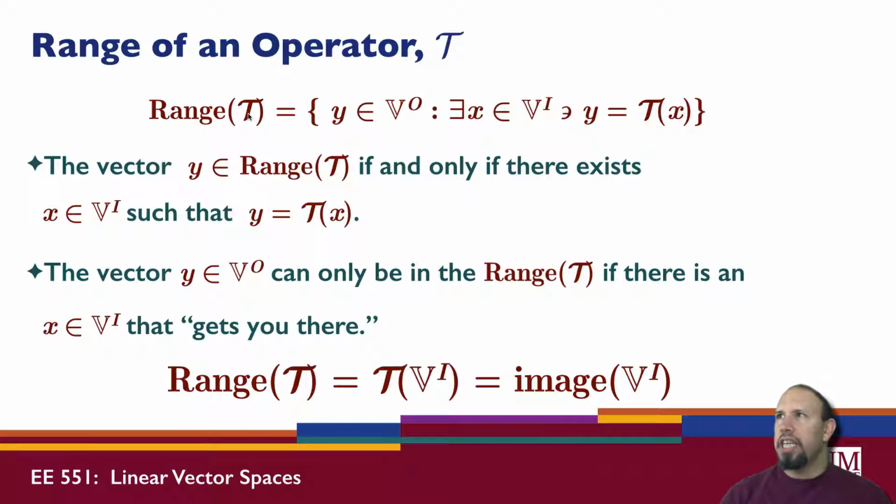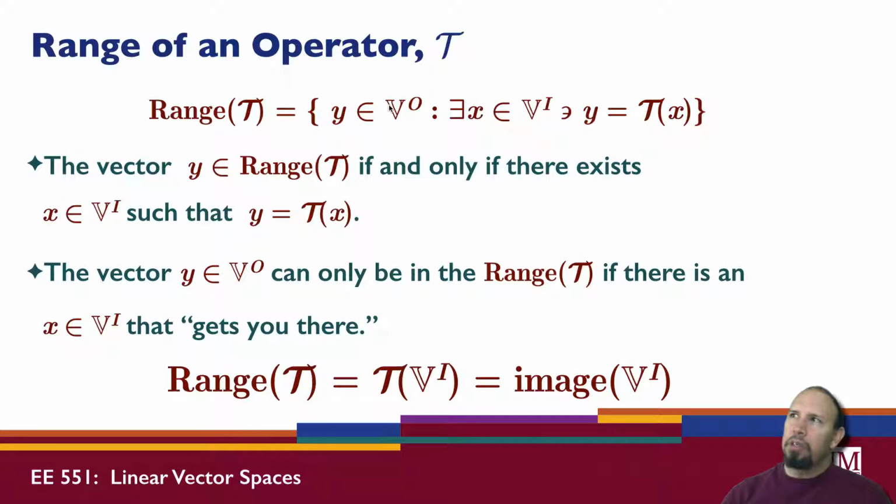The range of T is the set of values in the output space such that there is some x in the input space where y is equal to T times x. So this is heavy math notation here. Let me walk you through what this is saying. y is an element in the set of the output space. Okay, that's what this is saying.